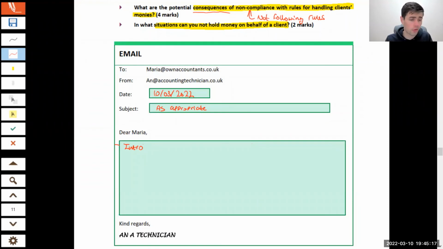I still mark level 4 mocks, and I say to people, put a little introduction in. If you're doing variance analysis or something, put an introduction in there. You will pick up a mark or 2 for it. Exact same goes here. Again, it's an email, be polite. In terms of the actual consequences, you should be aiming for about 3 or 4.